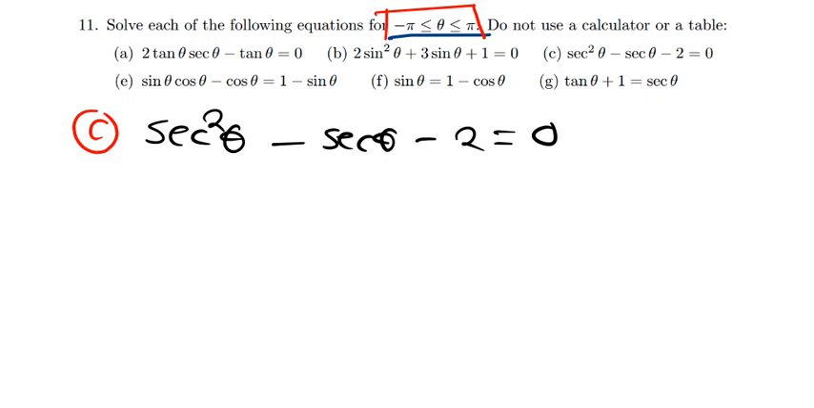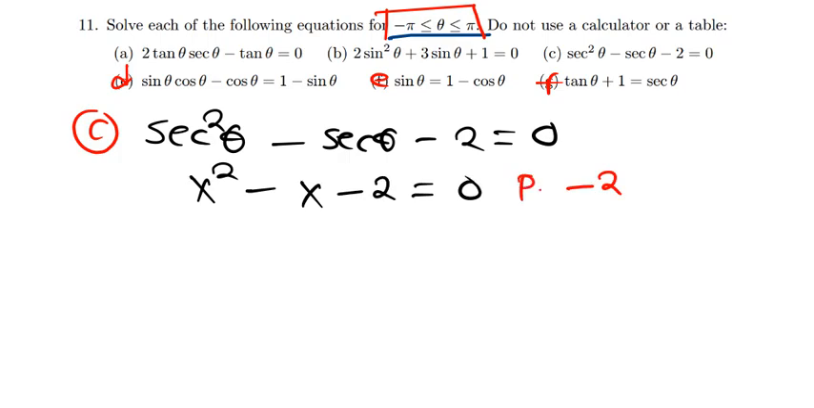So we are on C. Of course the numbering wasn't right. So C is secant squared of theta minus secant of theta minus 2. How do we handle it? We'll treat it as a quadratic equation. So we can have x squared minus x minus 2 equal to 0. We can factor it: the product is minus 2, the sum is the coefficient of x, which is negative 1.